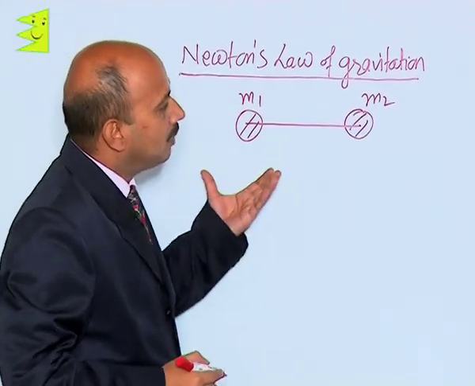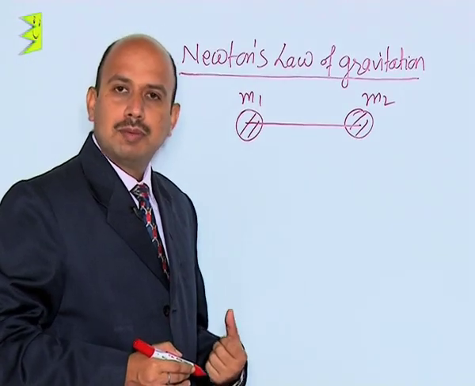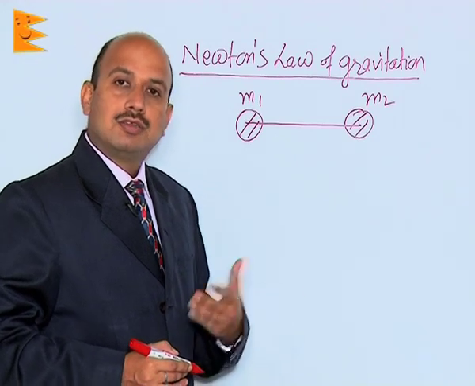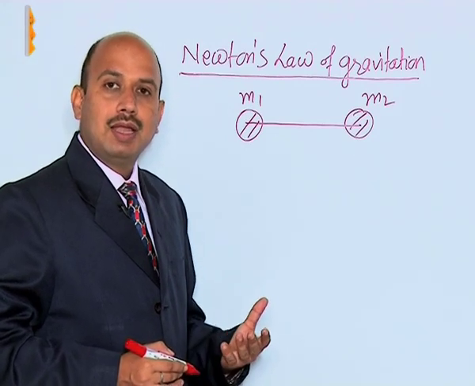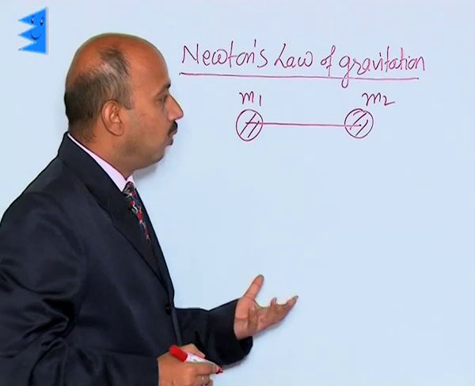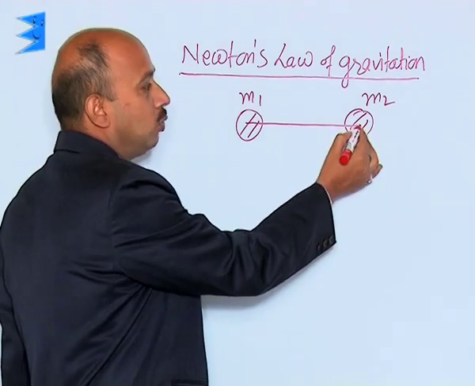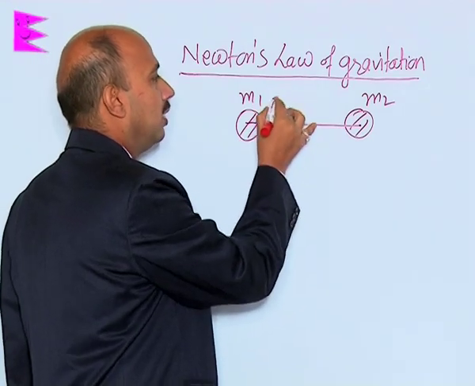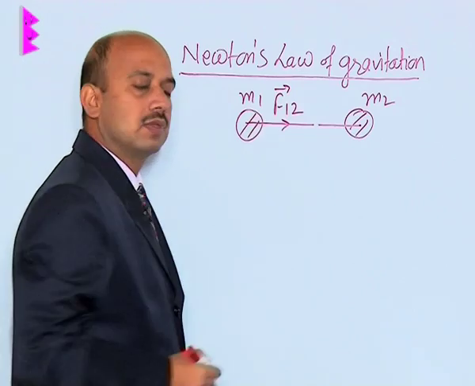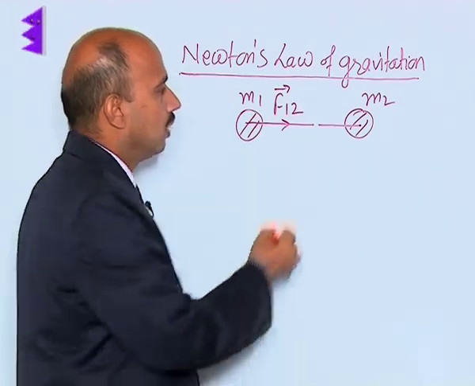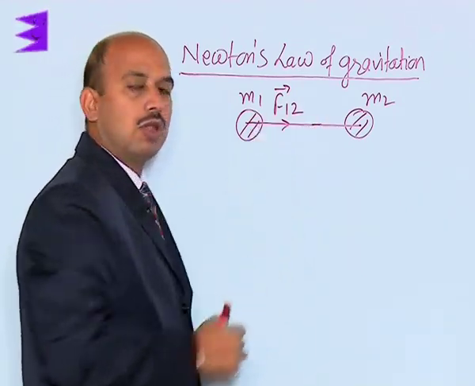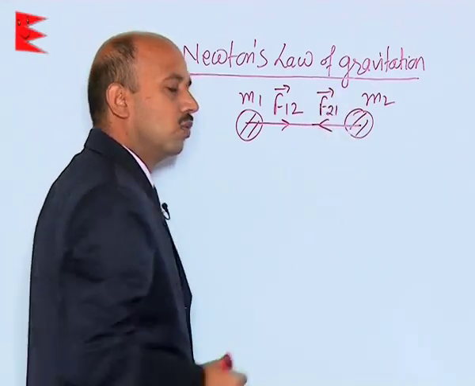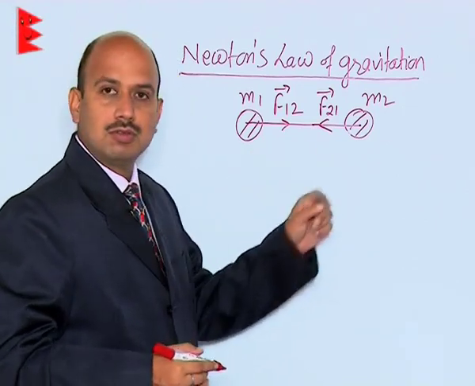This force may act between any two bodies having masses, maybe the planets or the moon or the satellites, maybe the planet and the sun, and maybe the planet and any other object. So, m2 is applying force on m1, and that force is acting to this side, called F12, force on 1 due to 2. Similarly, m1 is applying force on m2, and that is called F21, force on 2 due to 1. These are the mutual forces.